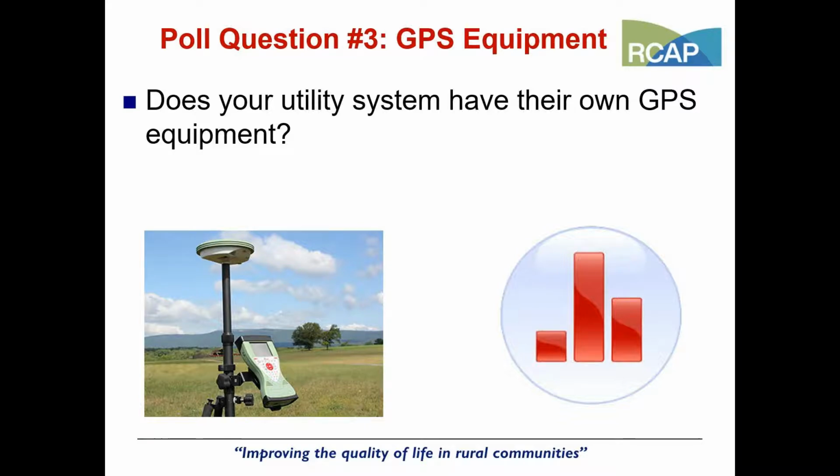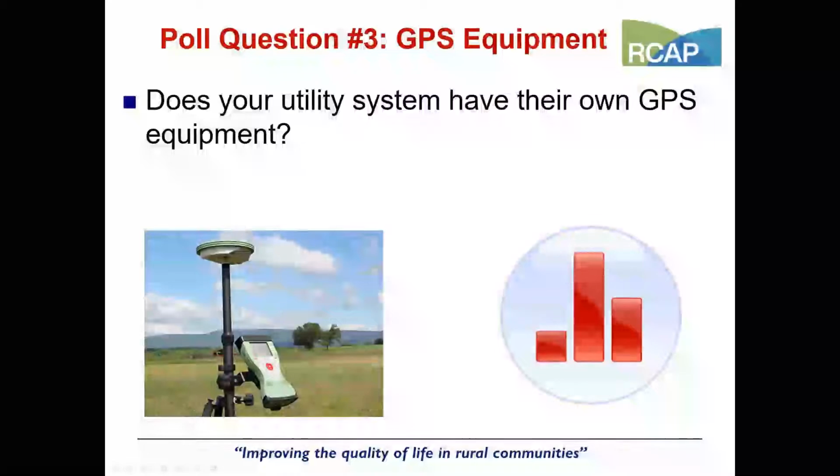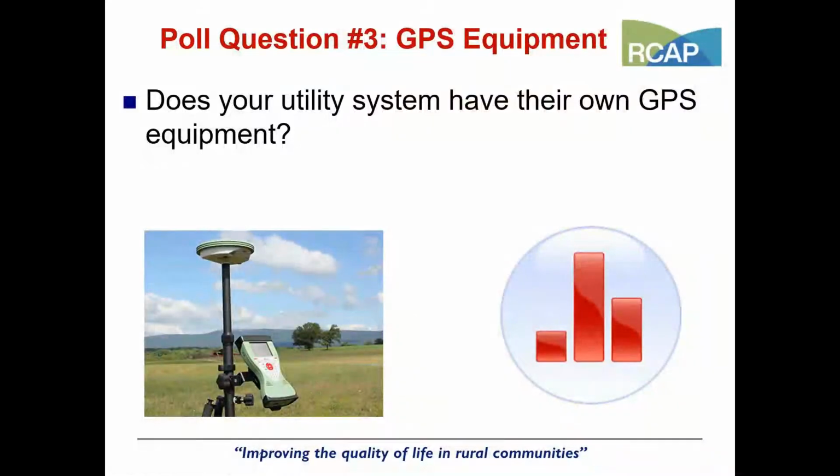So 32% said yes, I do have my own GPS equipment, or our utility does, and 68% said no. That's pretty good. That's almost in line with who uses GIS. Maybe it's the same folks. I'd hope if you have your own GPS receiver that you're using GIS, but if not, maybe we can help you get it going again or motivate you to get started collecting some data.